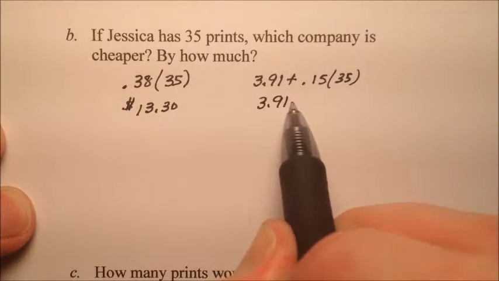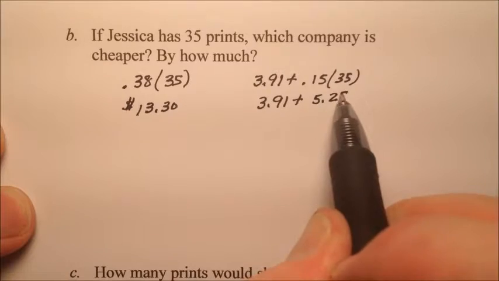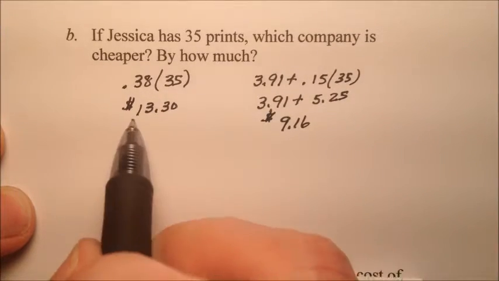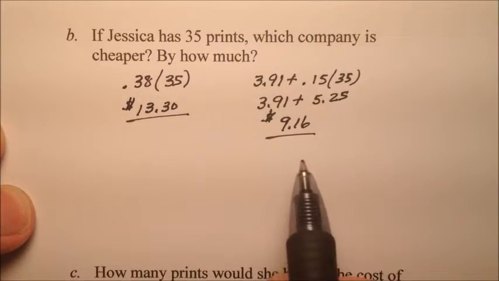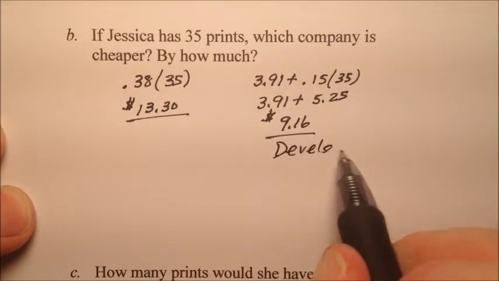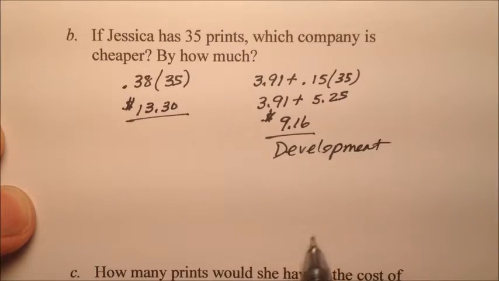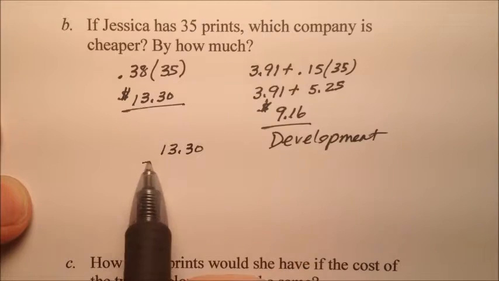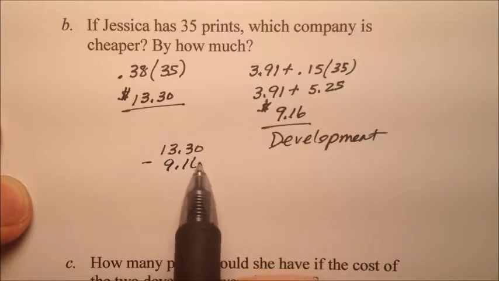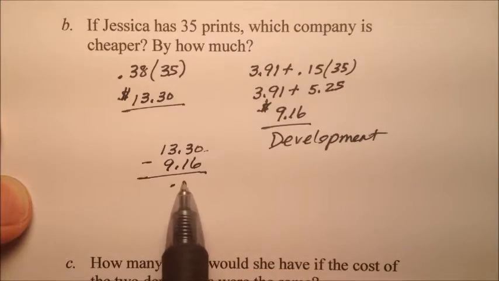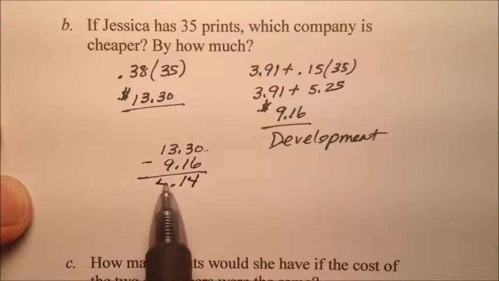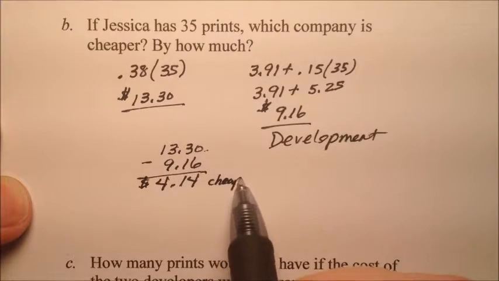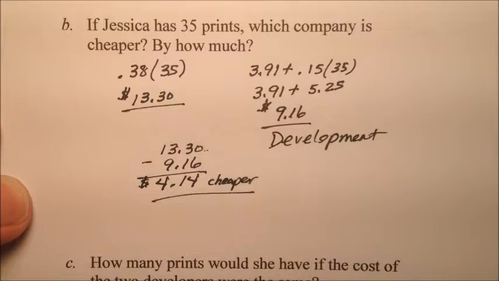so it looks like it's $3.91 plus $5.25, and that'll give us a total of $9.16. So we've got two totals here. It looks like definitely development is cheaper though, because it's only $9.16, but cheaper by how much? Let's go ahead and do that math. $13.30 minus $9.16. 30 minus 16 will be 14 cents, and 13 minus 9 will be 4. So it's $4.14 cheaper. So that's part B.